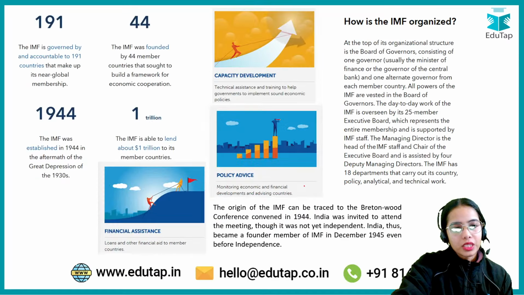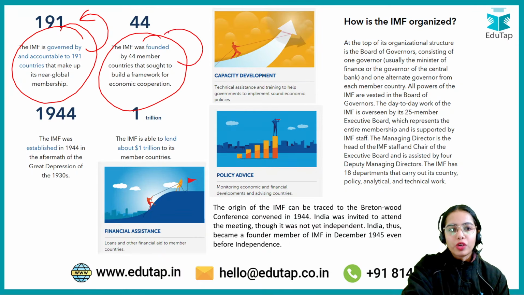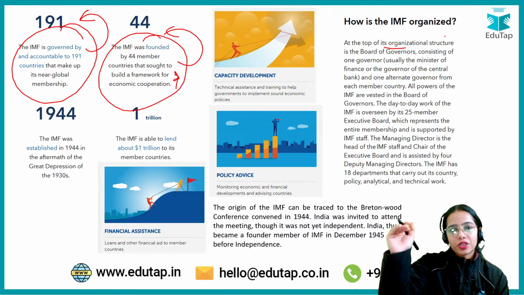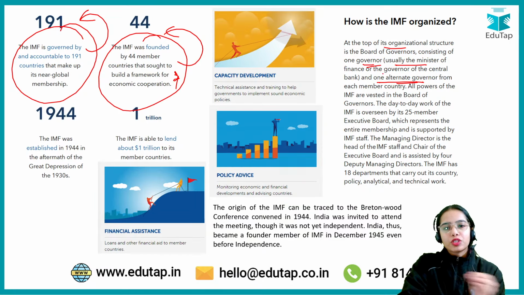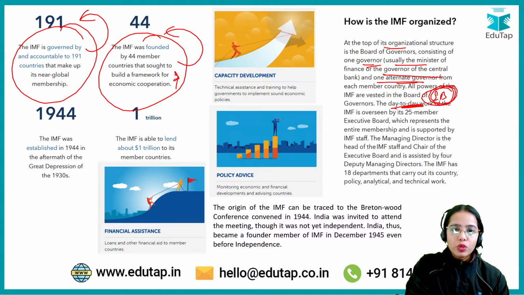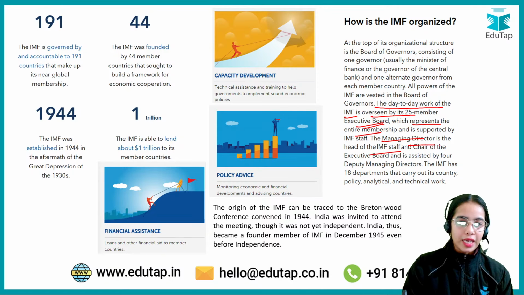So IMF is governed by and accountable to 191 member countries. IMF was founded by 44 member countries that sought to build a framework for economic cooperation. At the top of the IMF organizational structure is the Board of Governors that consists of one governor and one alternate governor. The governor is usually the Minister of Finance or governor of the central bank. The executive board meets to maintain the day-to-day work. So the day-to-day work of the IMF is overseen by the 25-member executive board, which represents the entire membership. Managing director is the head of the IMF staff and the chair of the executive board.